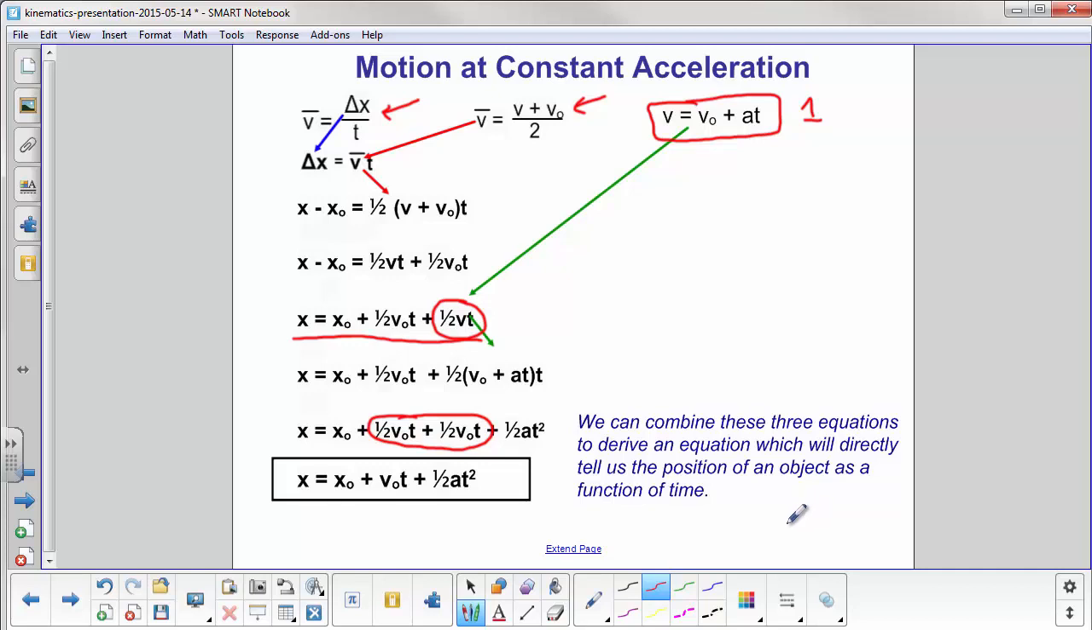When I add those two together, we get final position equals your initial position plus your initial velocity times time plus 1/2 at squared. That now directly tells us the position of an object as a function of time, as long as we know its initial velocity and its acceleration. This is a very powerful equation, and this is kinematics equation number 2.